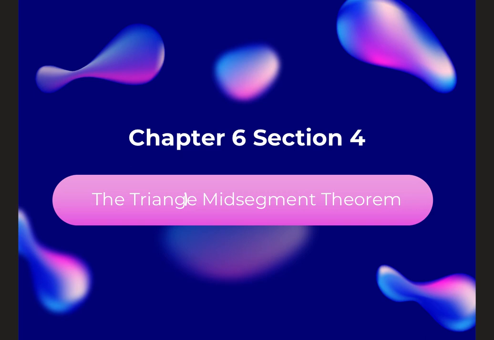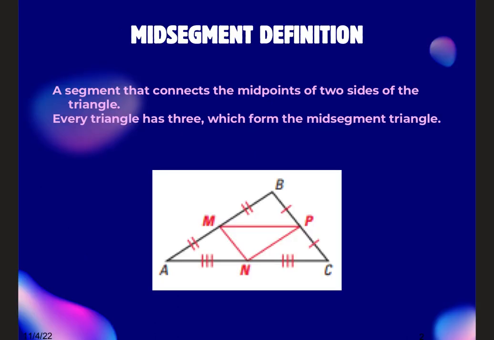This video is going to cover chapter 6, sections 4, 5, and 6. So we start with section 4, which is called the triangle midsegment theorem. In a triangle, the midsegment connects the midpoints of two sides of the triangle. Every triangle has 3 midsegments, which form the midsegment triangle.